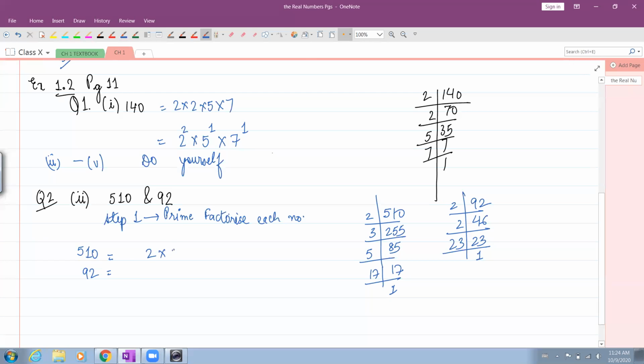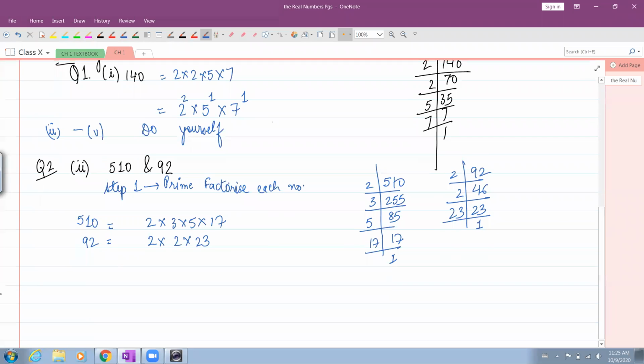So we have 2 multiplied by 3 multiplied by 5 multiplied by 17 for 510. For 92, we have 2 multiplied by 2 multiplied by 23. Let's first of all find the HCF. To find out the HCF, we look for the common factors always. So this is the HCF.